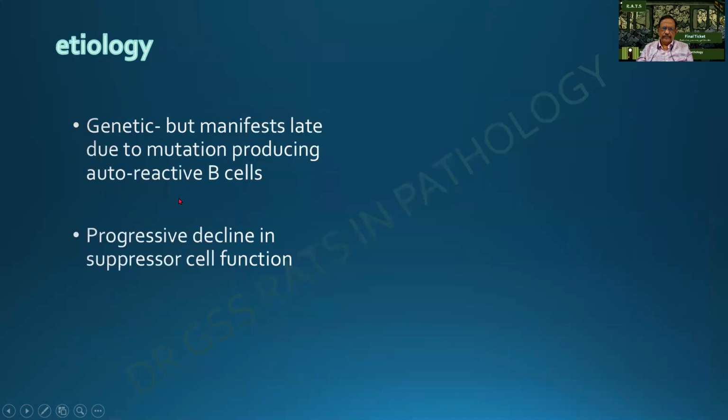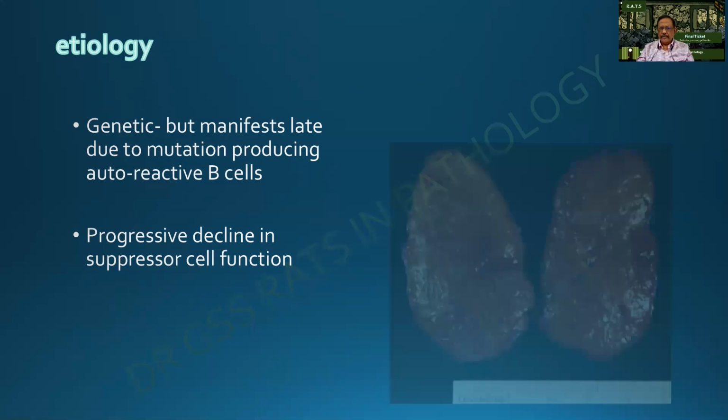Other facts are given here. It is genetic but manifests much later due to the mutation producing autoreactive B cells. These are produced later on, that is why there is a late manifestation. And secondly, you find that there is a progressive decline in the suppressor cells. Whenever the suppressor cells are reduced, you find that the antibodies become more active, leading to damage.